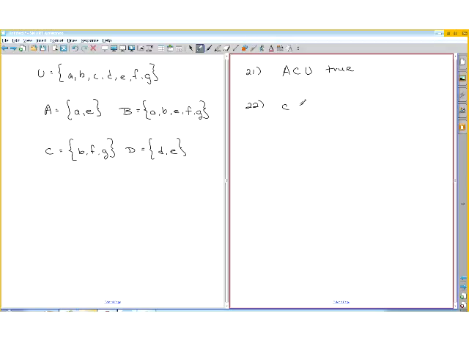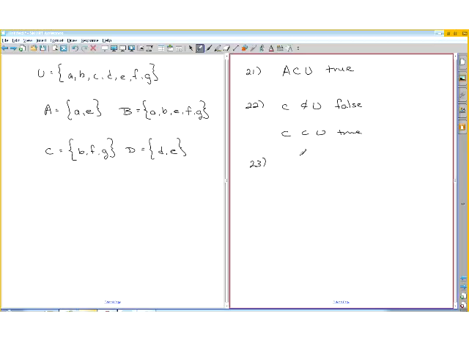22. C is not a proper subset of U. So C is B, F, G, so they are in the original universal set, and it doesn't match it, so this is false. What's true is C is a proper subset of U. So if this is true, then that's false.